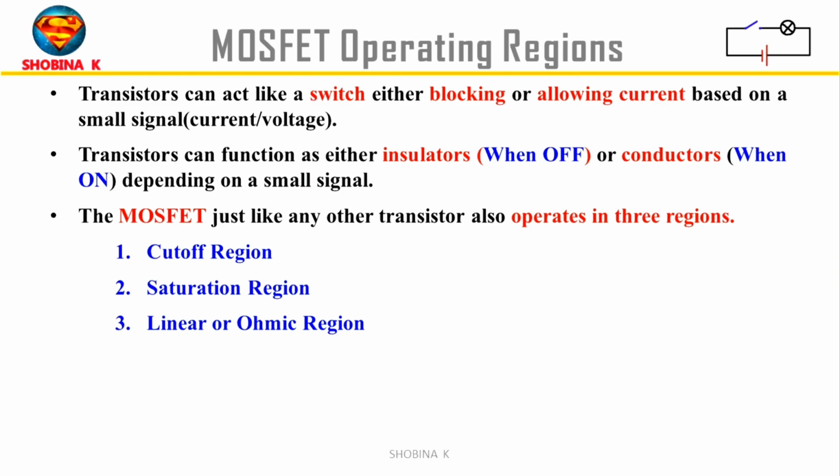Transistors can act like a switch. It either blocks or allows current based on a small signal. They can function as either insulators or conductors depending on the input signal. Similarly, MOSFETs operate in these three different regions to control current flow effectively. In general, a MOSFET works in three main regions, which are cutoff region, saturation region, linear or ohmic region. Let's see them in detail.